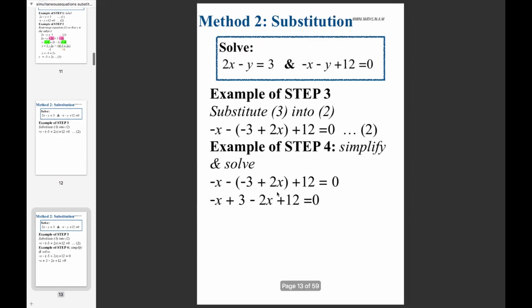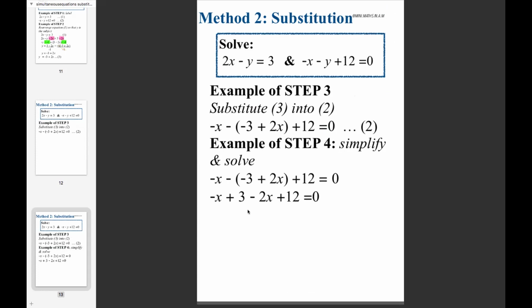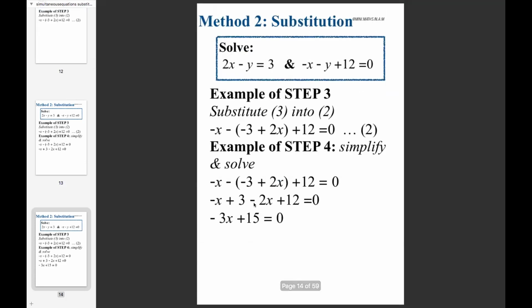And then for step 4, we tidy this up. So we have negative x, then we expand this out using some multiplication rainbows. We can think of a negative 1 if we want, like negative 1 times negative 3 becomes positive 3. Negative 1 times 2x is negative 2x. Then we just have this plus 12 equals 0. And then we tidy this up a bit more. So negative x minus 2x is negative 3x. Then 3 plus 12 is 15.